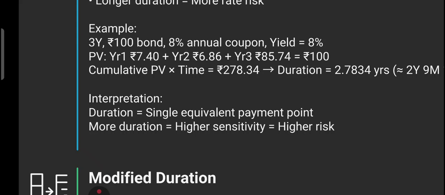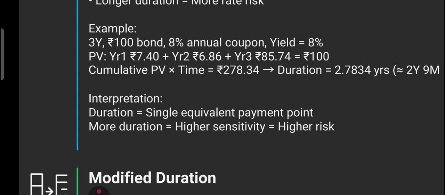It's like saying the bond acts like a single payment made after 2.78 years. And yes, the higher the duration, the higher the sensitivity to interest rate movement. Right. So in this particular case, it's just like a single payment after 2.78 years.